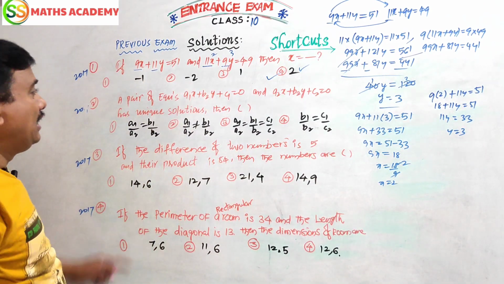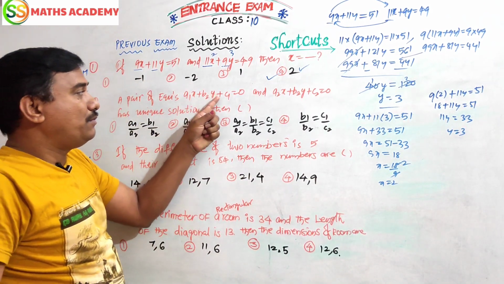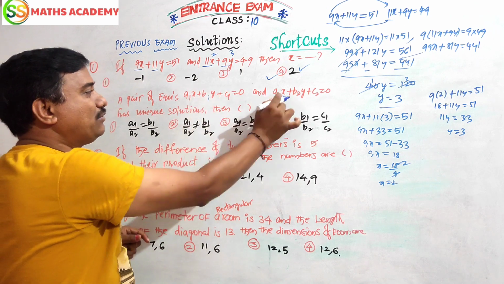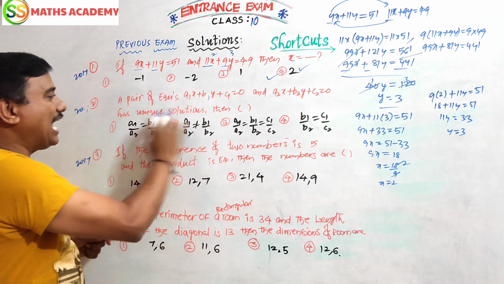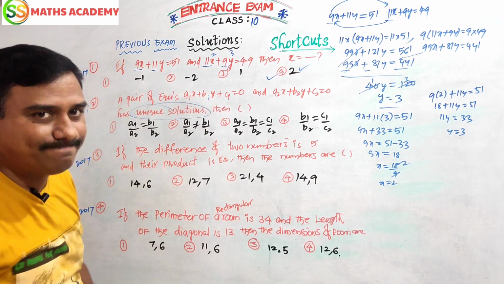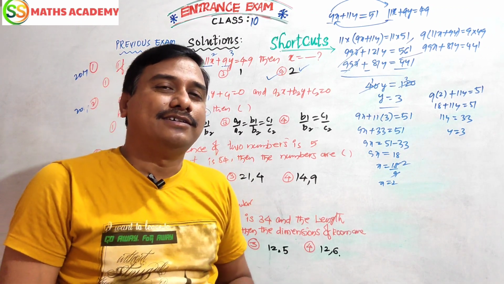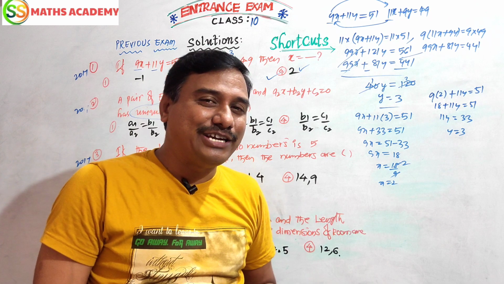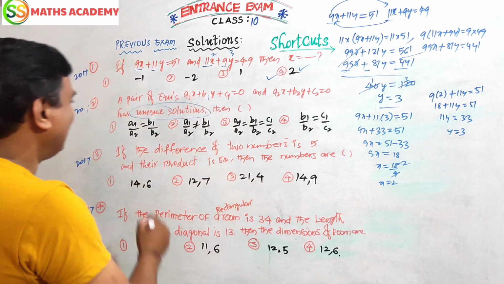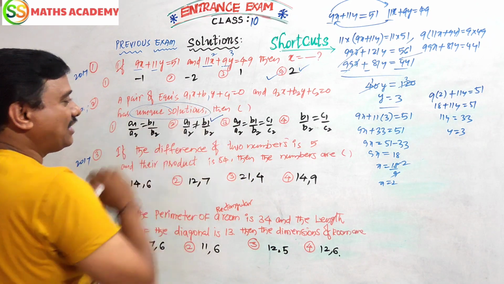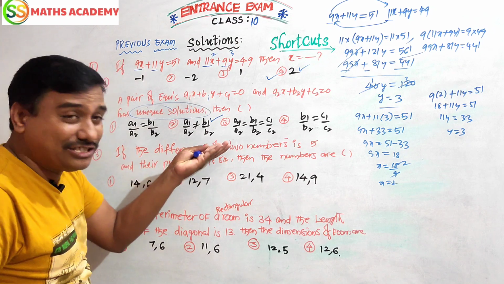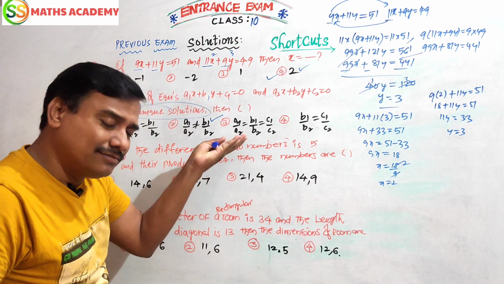Next, a pair of equations a1x plus b1y plus c1 equals 0, a2x plus b2y plus c2 equals 0 has a unique solution. Yes, keyword unique solution. Say yes, a1 by a2 not equal to b1 by b2. We are right. This is the answer. This kind of question is also a concept-oriented question they are giving. You will get the mark.